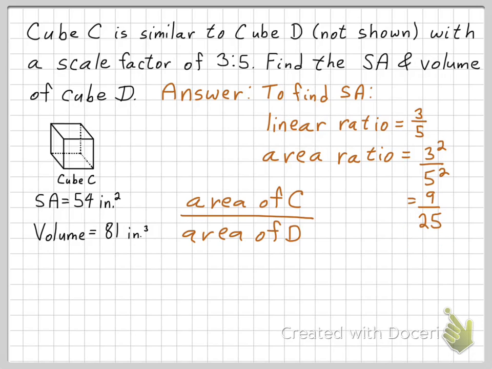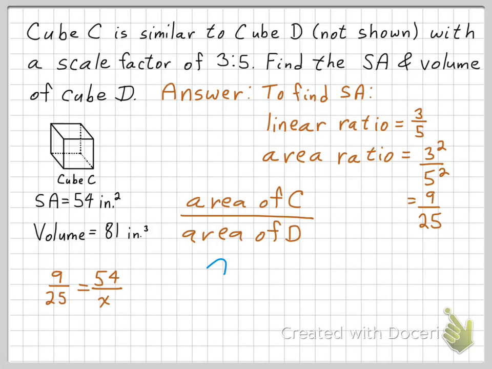Okay? So, in order to compare the area of C to the area of D, I have to use 9 over 25. If I used 3 over 5, I would get the wrong answer. So I have 9 over 25, and I could say that that's equal to 54 over x, right? Because the surface area of cube C is 54. And so what is the surface area of cube D?